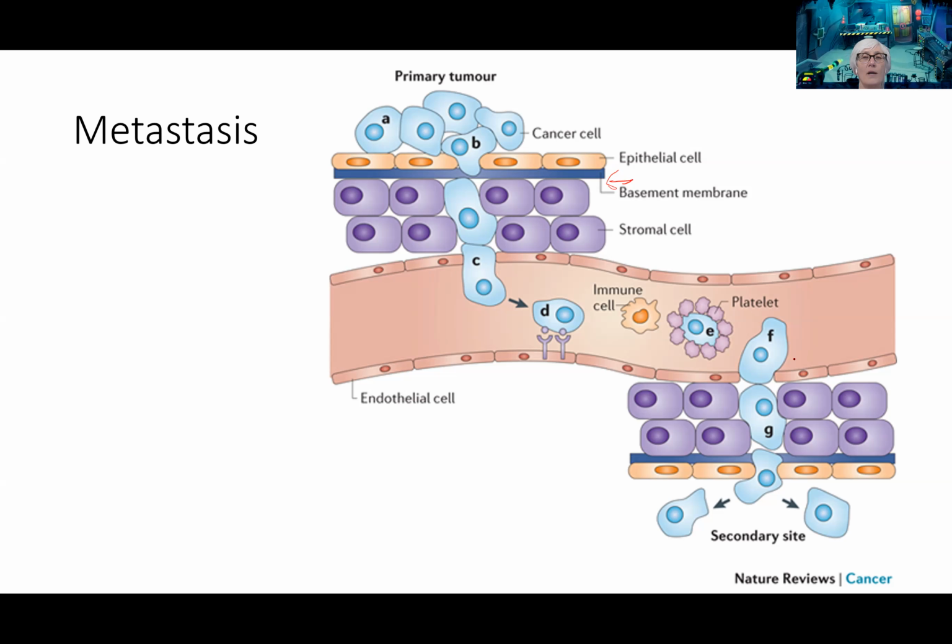So they need to bind to the endothelial cells at a distant site, cause those endothelial cells to separate from one another so that the cancer cell can leave, move through the underlying stroma, and then set up a secondary or auxiliary cancer, a tumor, at a distant site.